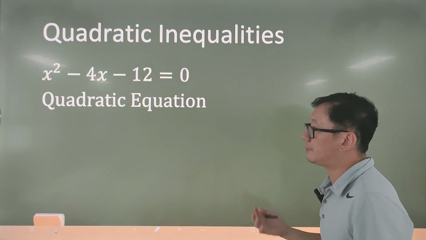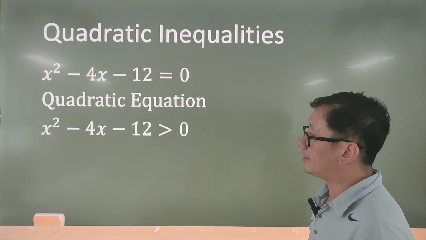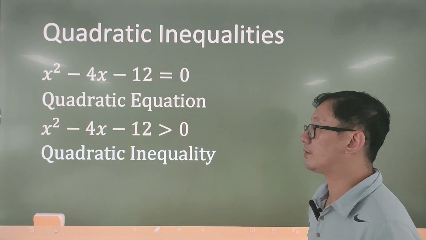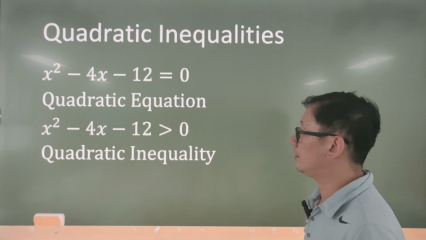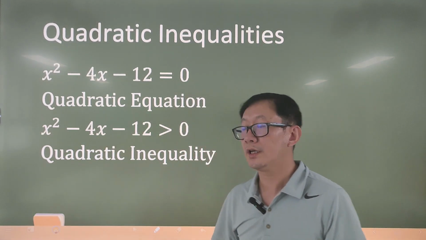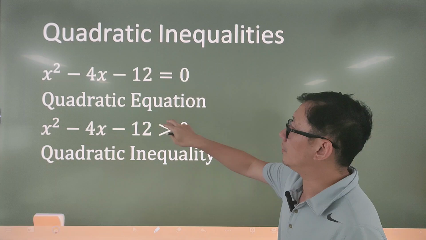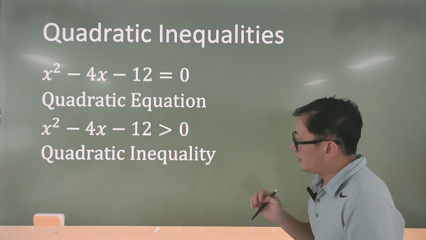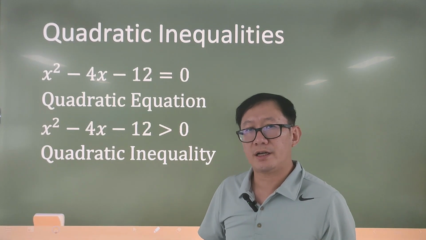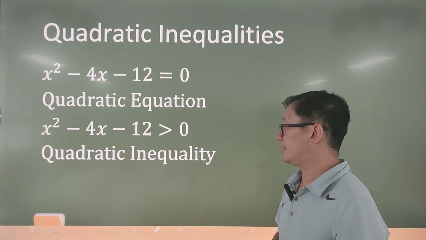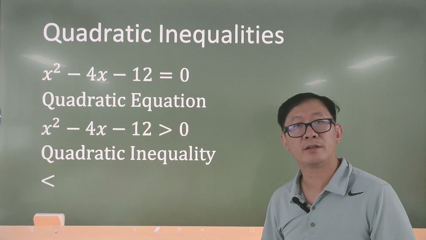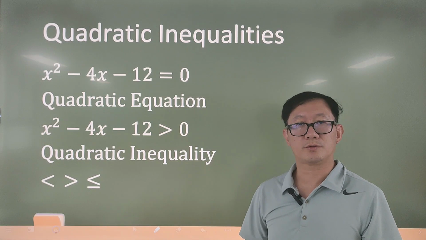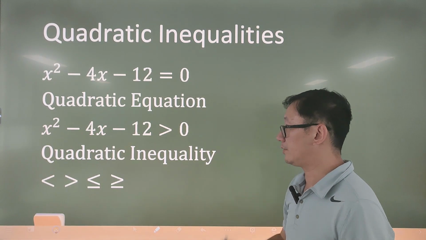Alright, so let's look at, for example, this: x squared minus 4x minus 12 is greater than 0. Now, this is a quadratic inequality. Same reason for quadratic. It's now an inequality because we no longer have the equal sign. We have greater than. It should be quite obvious that there are 4 possibilities of inequality: smaller than, greater than, smaller than or equal to, and greater than or equal to.